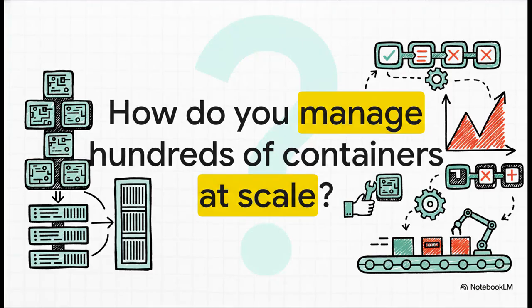Yeah, just try to imagine it. You've got to place hundreds of these little software boxes onto your servers, make sure they stay healthy, replace them instantly if they crash, and then make more of them when traffic suddenly spikes. Trying to do that by hand, it's completely impossible at scale. You need a system, a brain, to automate the whole thing.